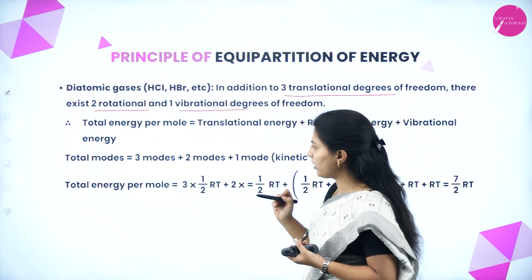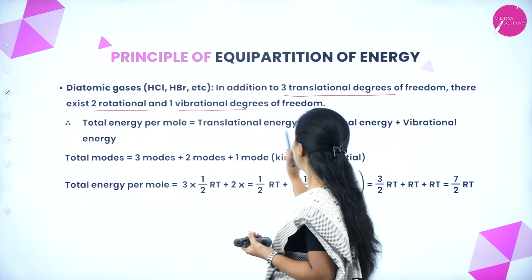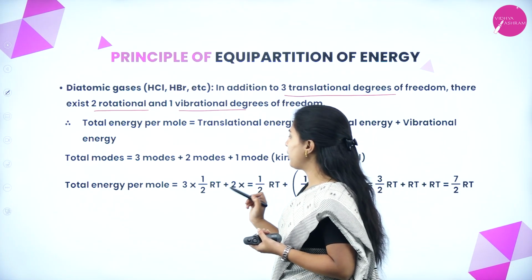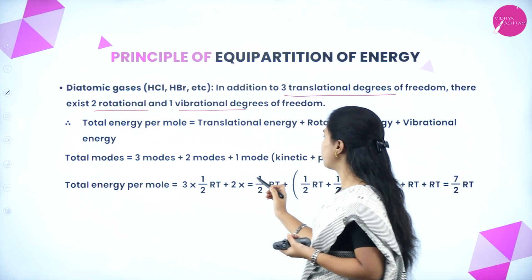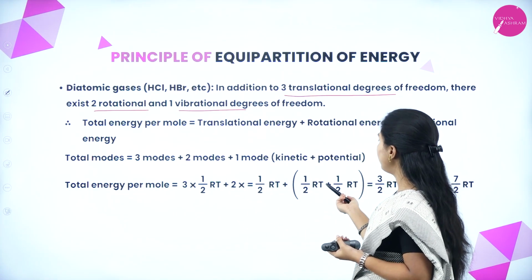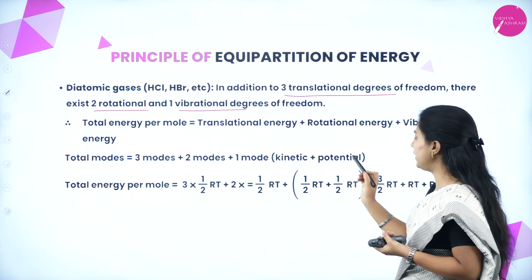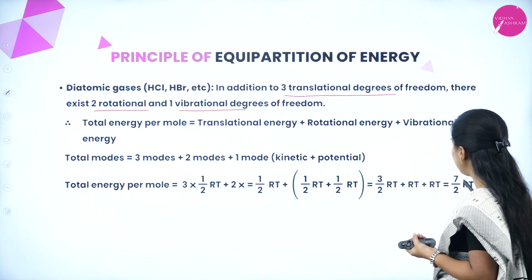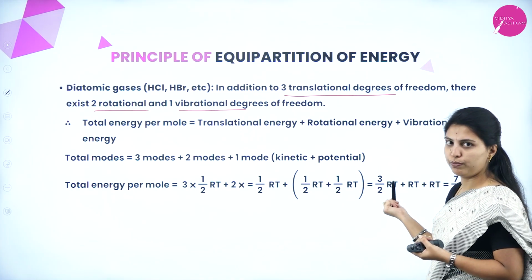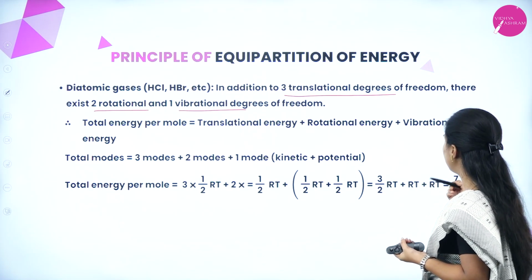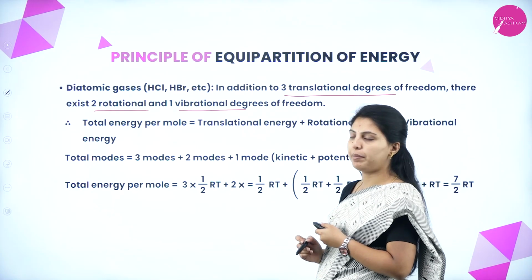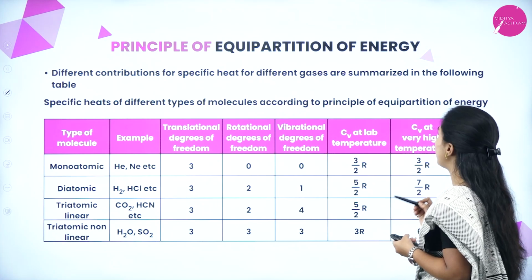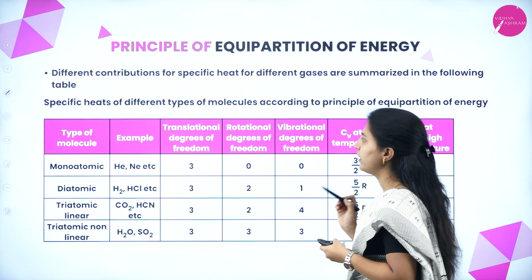Total energy per mole is translational energy plus rotational energy plus vibrational energy. Total modes: 3 in translational, 2 in rotational, 1 in vibrational. Total energy per mole is 3 into half RT plus 2 into half RT plus half RT plus half RT, this last being kinetic and potential, equal to 3 by 2 RT plus RT, equal to 7 by 2 RT. Overall 7 by 2 RT it will be. Next, different contributions to specific heat for different gases are summarized in the following table.